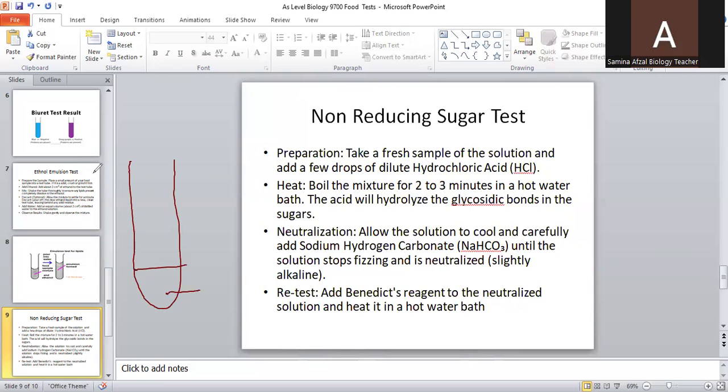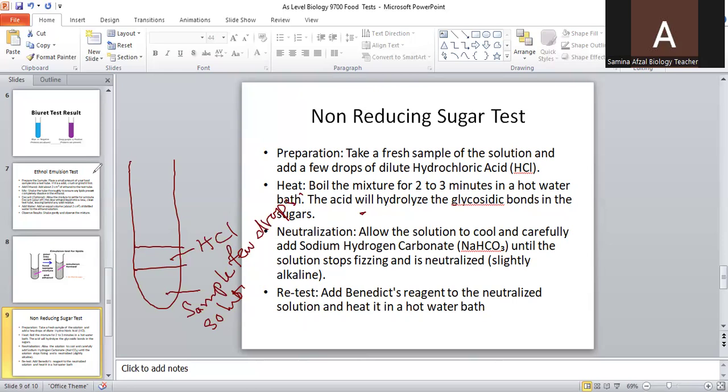There will be the sample solution, add a few drops of HCl, and after adding the few drops of HCl, you will heat it up in a water bath. For 2 to 3 minutes, the acid will hydrolyze the glycosidic bond in the sugar. So the non-reducing sugar will change into the reducing sugar.